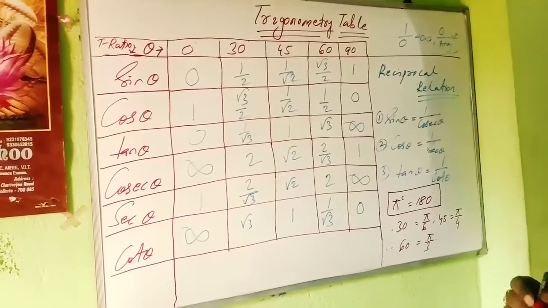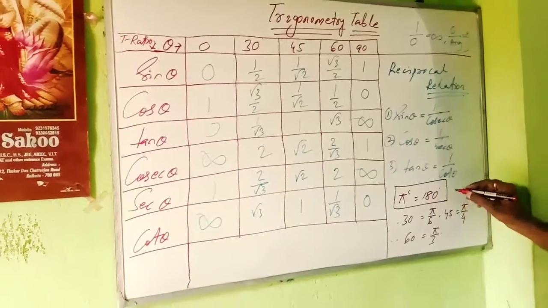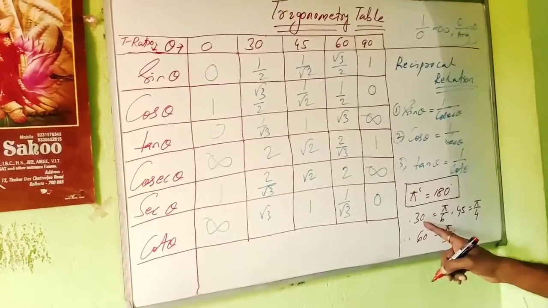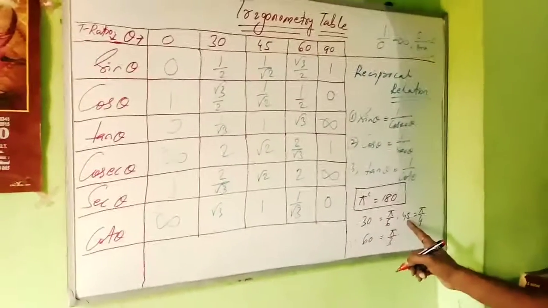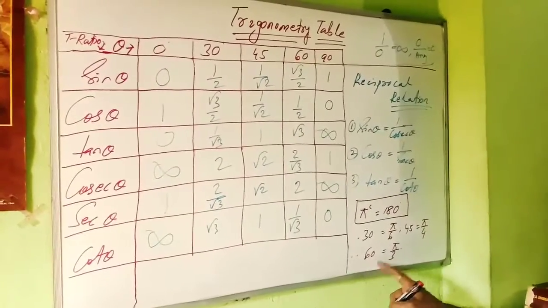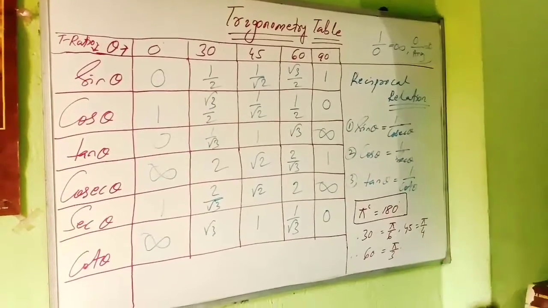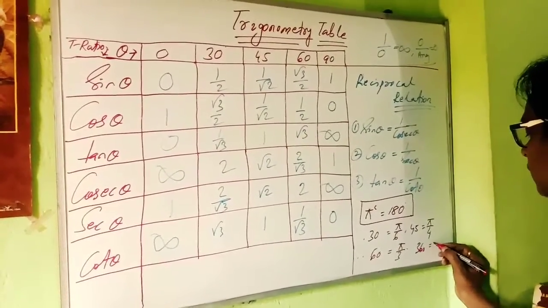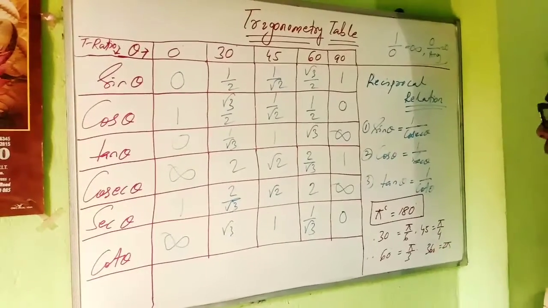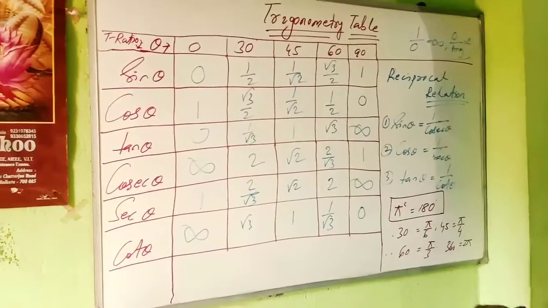In class 11, you have to study in terms of radians, so you have to convert degrees to radian form. Means 30 degrees is pi by 6, 45 means pi by 4, 60 degrees means pi by 3. And pi means 180 degrees. Therefore, 360 means what? 2 pi. These are all radian forms. In higher classes, you will study here.